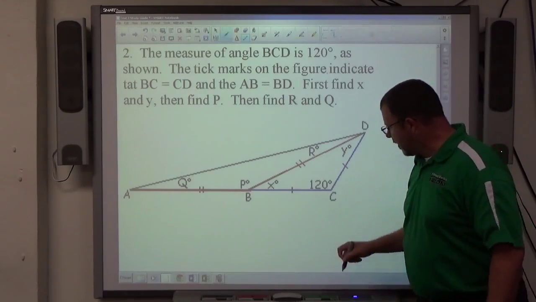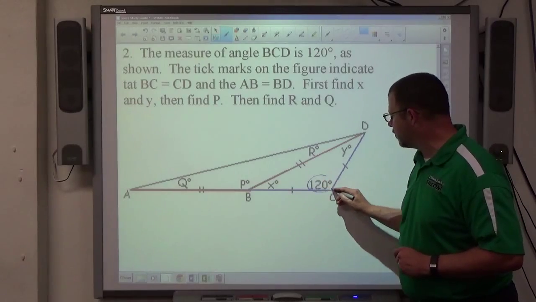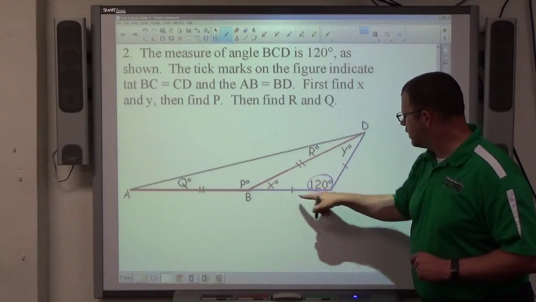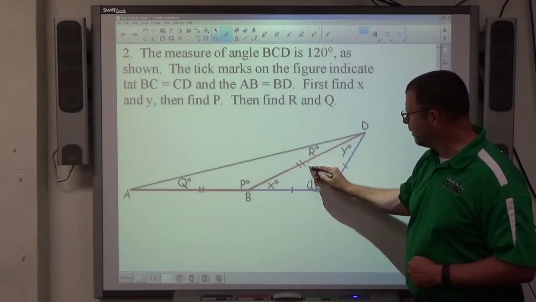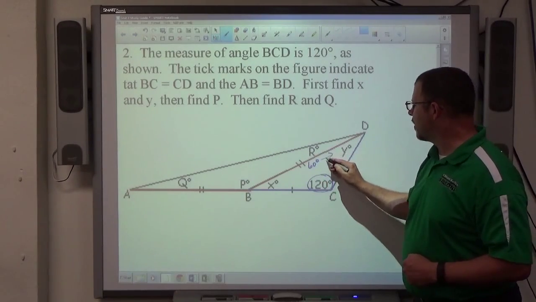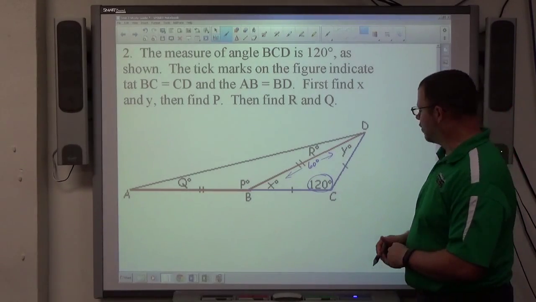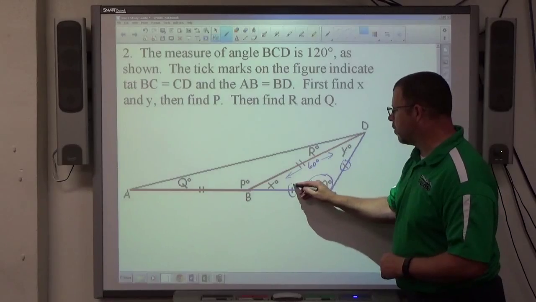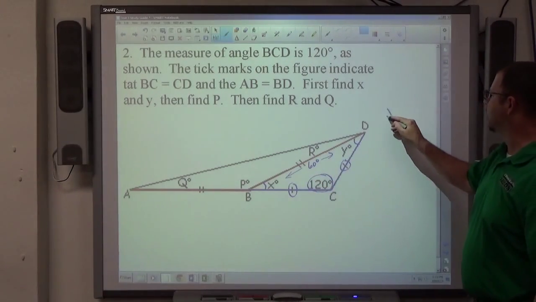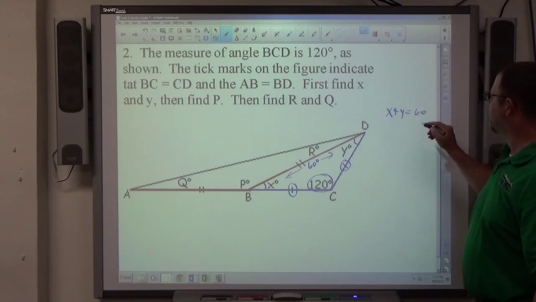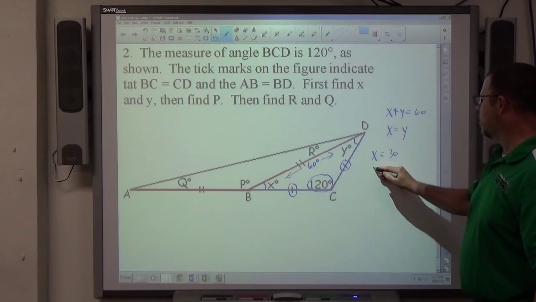Okay? Very, very simple problem, and we're going to start off with the fact this is 120 degrees. You look at triangle BCD, this triangle here, 180 degrees in the triangle. So if there's 120, then 60 degrees is left over for both of these angles. These two sides are equal, which makes these two angles equal. If they're equal and they add up to 60, I know that x plus y has to equal 60. And I know that x equals y. That tells me that x is 30 and y is 30.